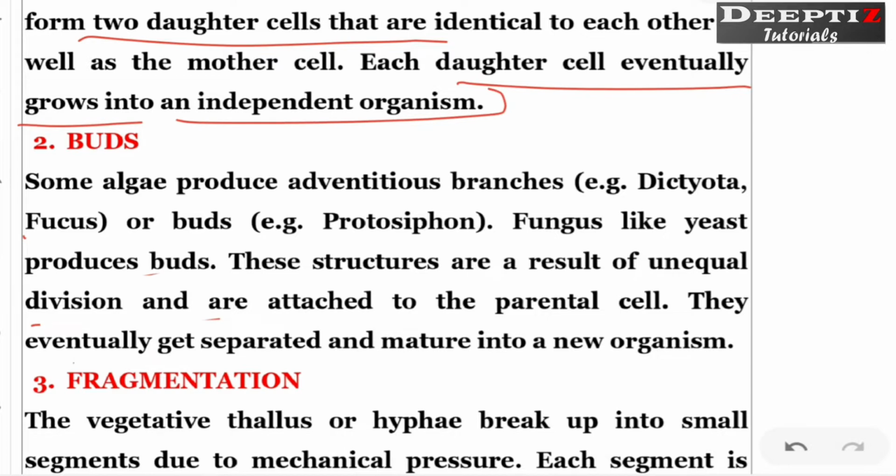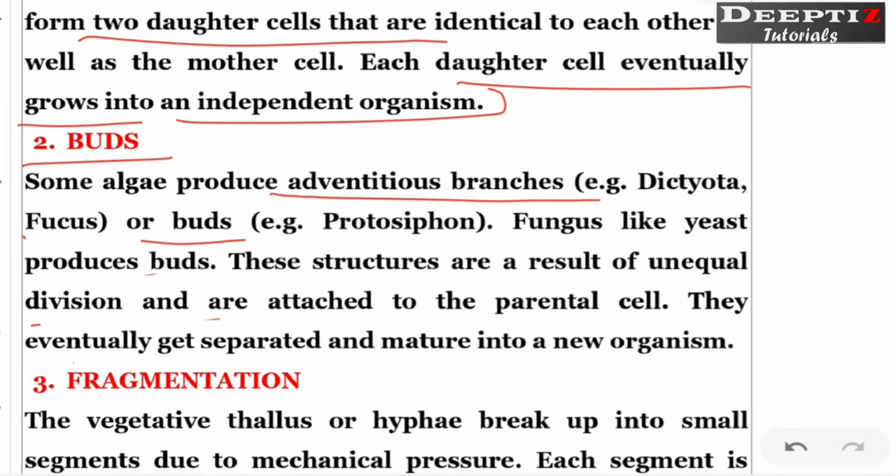Second one is by the formation of bud or else buds. Buds are nothing but adventitious branches. Now what is the meaning of adventitious branches? Something which is attached on the main plant body, we call it as buds.